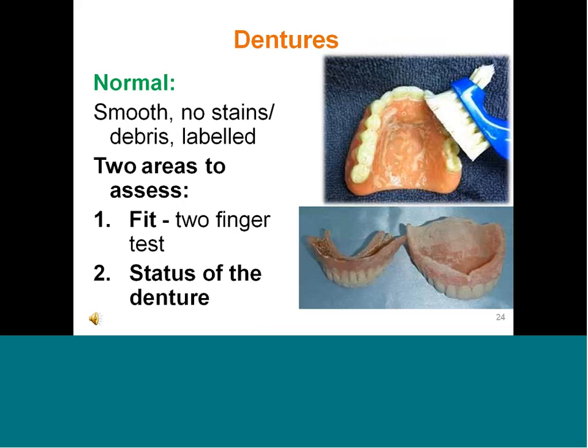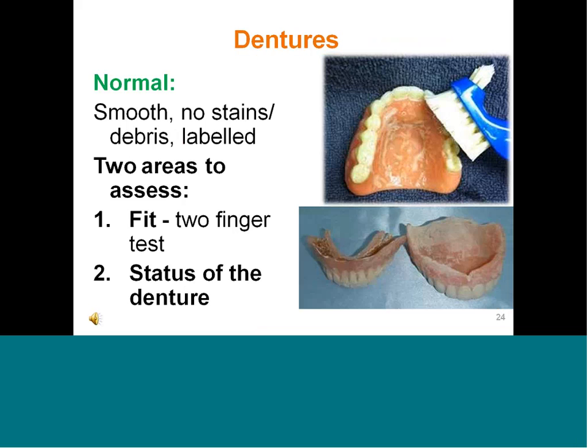Assessing the dentures is an important step in oral assessment. Their function and cleanliness affects not only their oral health, but their overall health and wellness. The dentures should appear smooth, with no staining or patchy areas of debris. In the lower image, you can see that there are patches of white, which is actually debris on the denture. In a healthy denture, this should not appear.